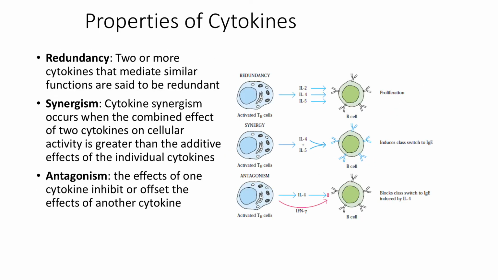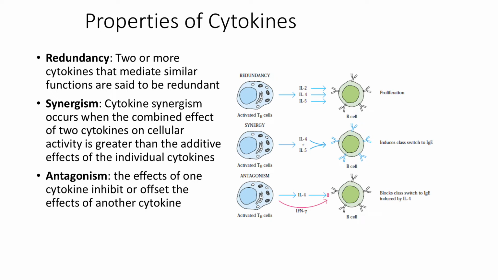Okay. Next is redundancy. The literal meaning of redundancy is that more than one cytokine is producing the same function. There is no need of using those three cytokines, but due to different stimuli, all these three cytokines will be produced in different cell types, but these three cytokines will eventually lead to the same kind of function. That is why it is called redundancy. Two or more cytokines that mediate similar functions are said to be redundant.